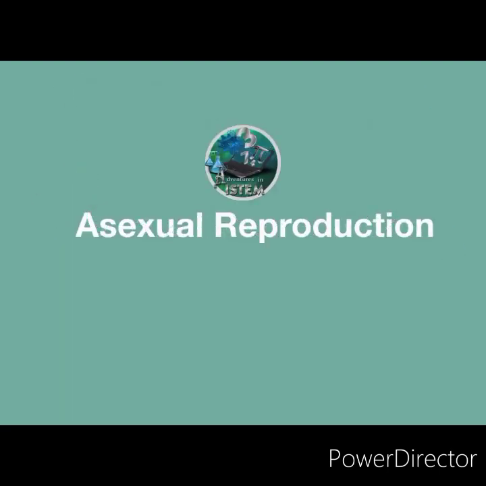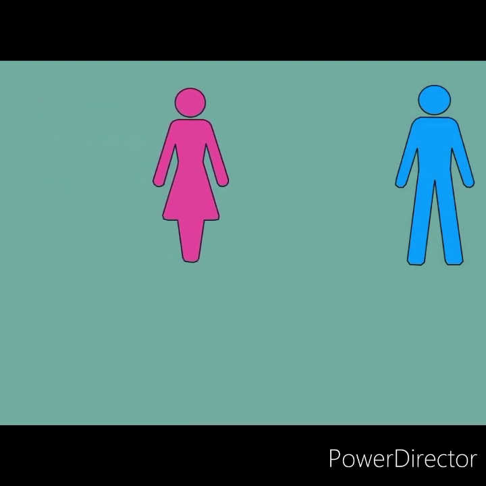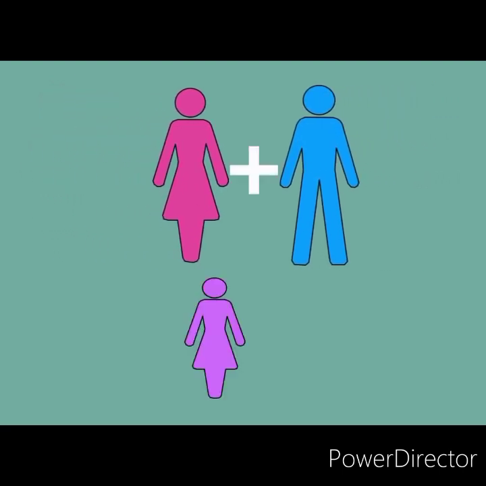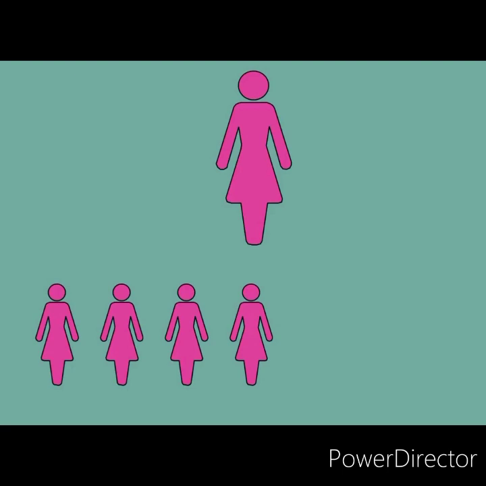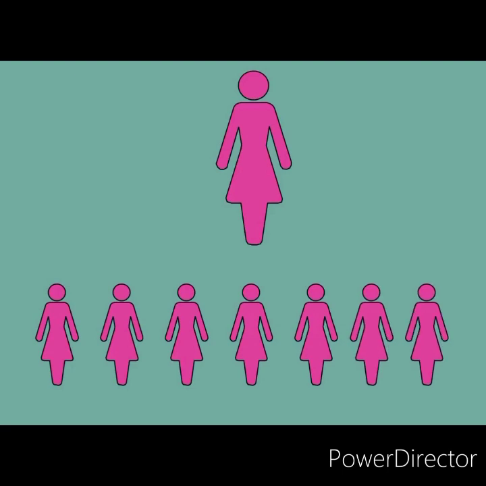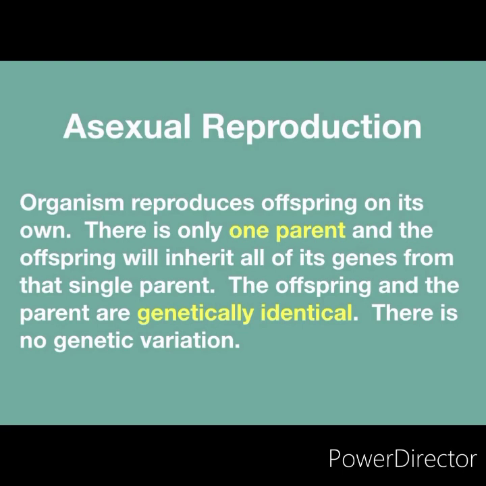Now let's move on to asexual reproduction. Most people think of reproduction as requiring a female and a male to create a new offspring. However, there are times when only one parent is needed to produce more offspring. In asexual reproduction, organisms produce offspring on their own. There is only one parent, and the offspring will inherit all of its genes from that single parent. The offspring and the parent are genetically identical. There is no genetic variation.